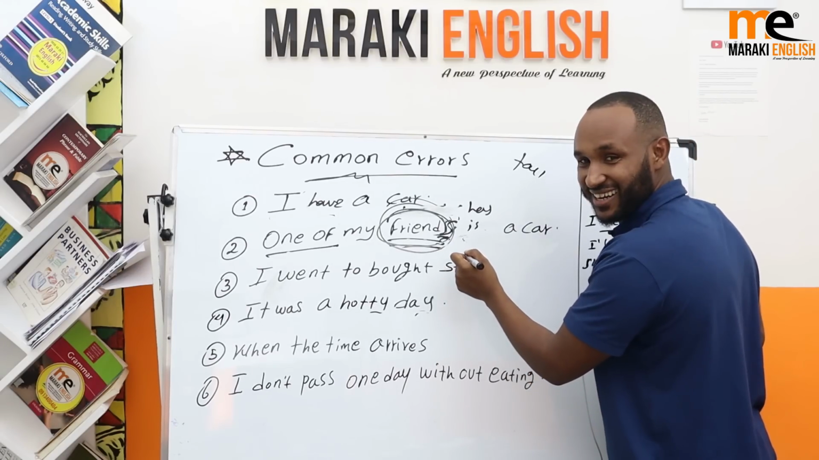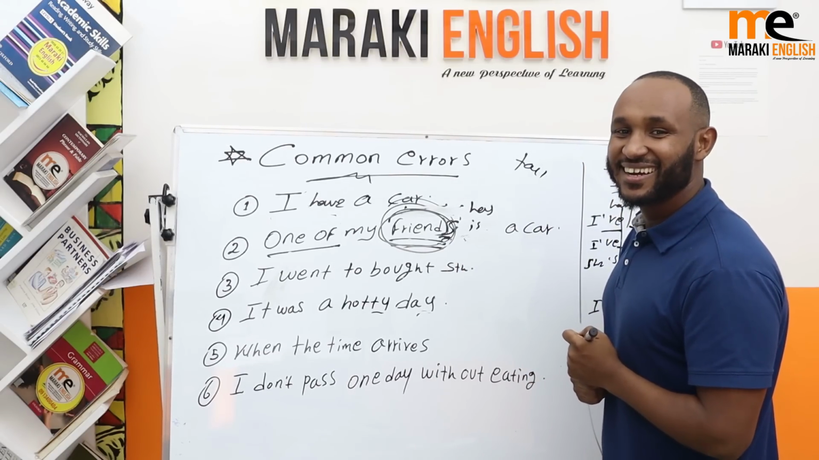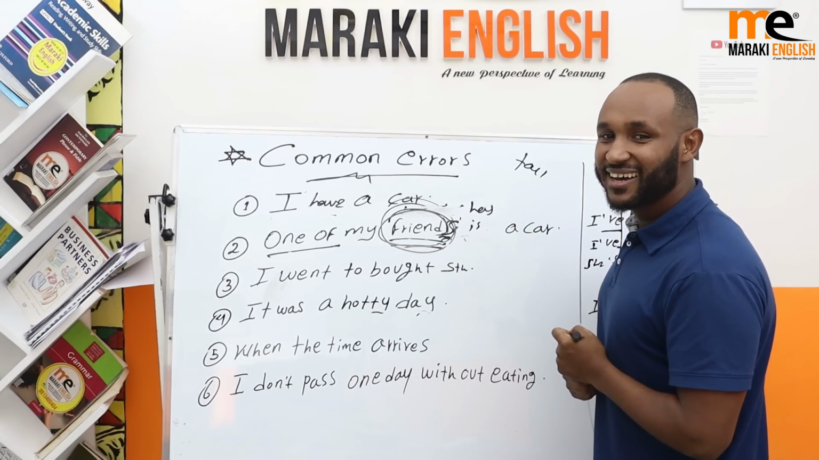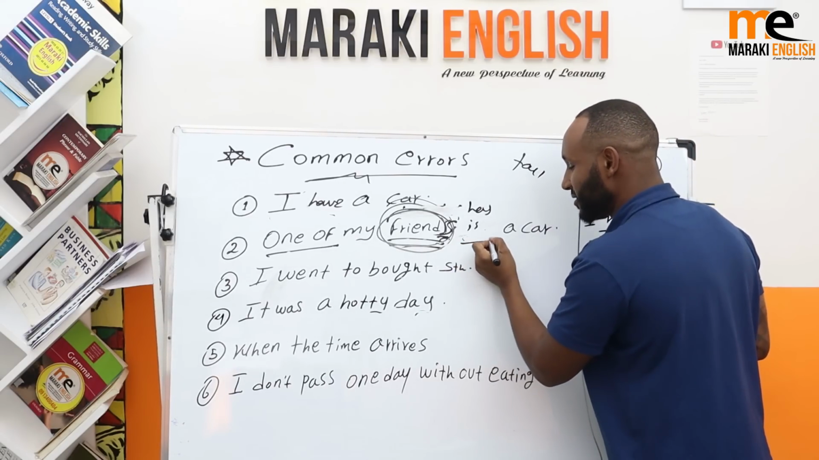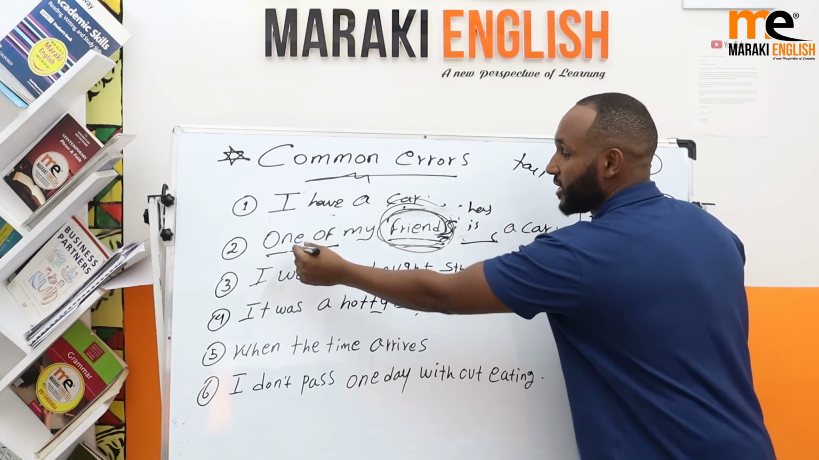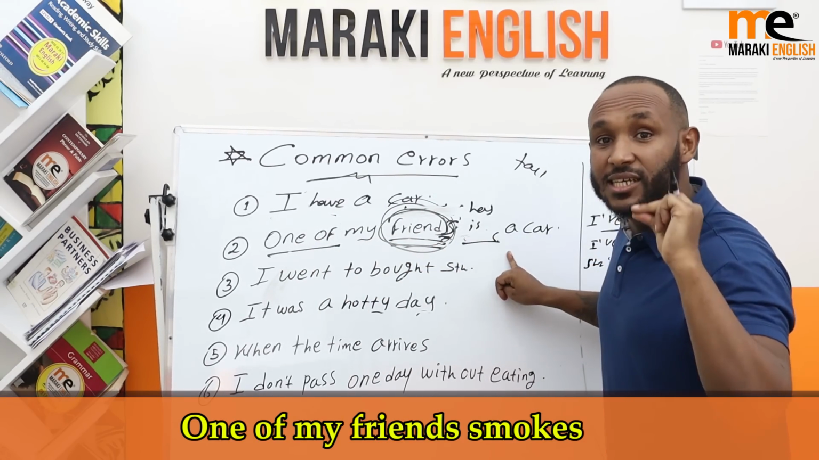Smoke. One of my friends. You just add S because we're saying he, right? One of my friends smokes.